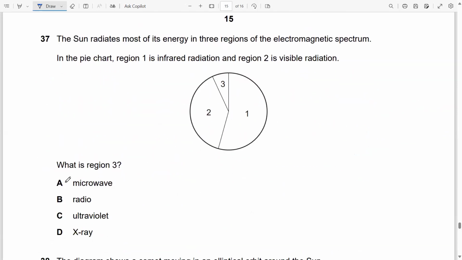Question 37. The sun radiates most of its energy in three regions of EM radiation. In the pie chart, region 1 is infrared, IR. Region 2 is visible. And third will be ultraviolet, UV. Option C is correct.